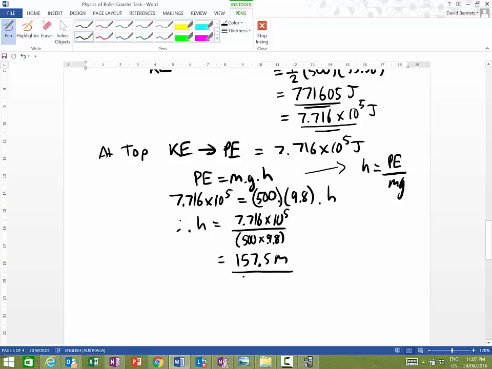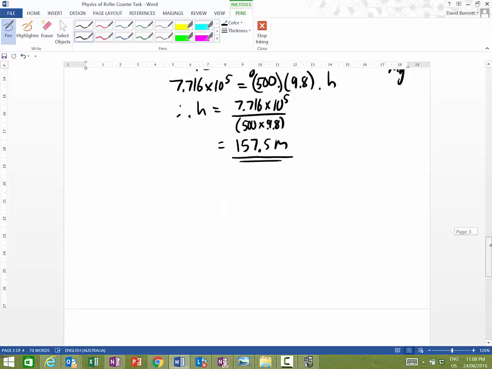Now how high would you need to make the tower? Obviously you need to make the ride safe. So you might go with a 10% margin of error or whatever that might be, and make it 170 metres or something like that. You need to allow enough room so that if the coaster was going a little bit faster, it's not going to actually hit the top. That's another example of using potential and kinetic energy.